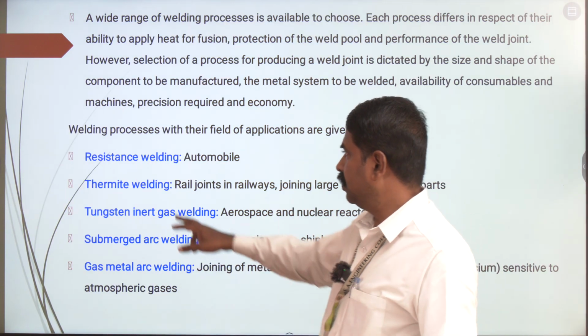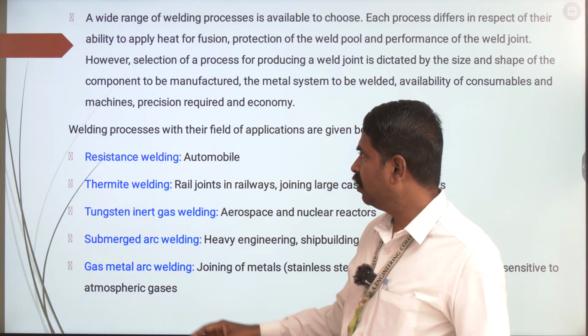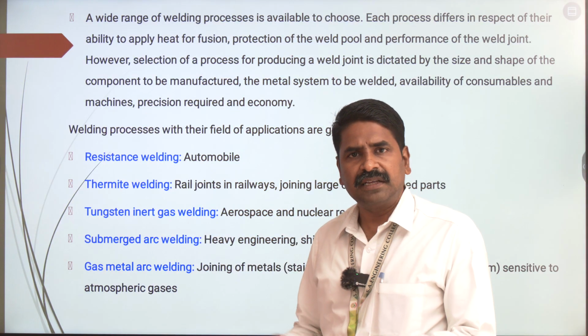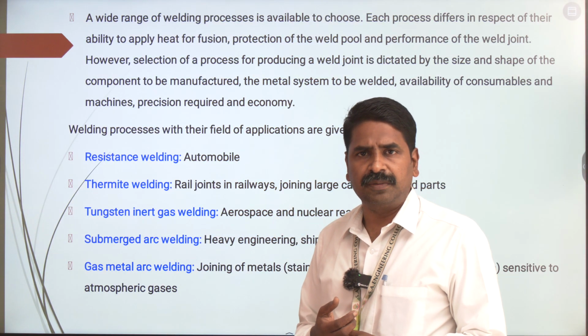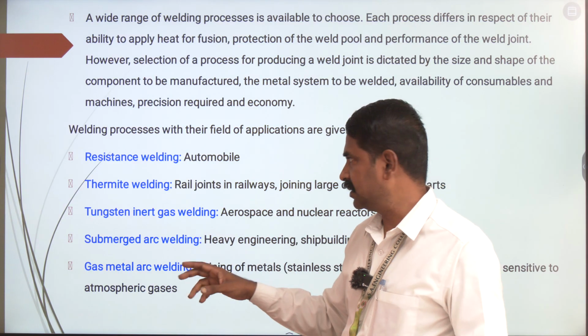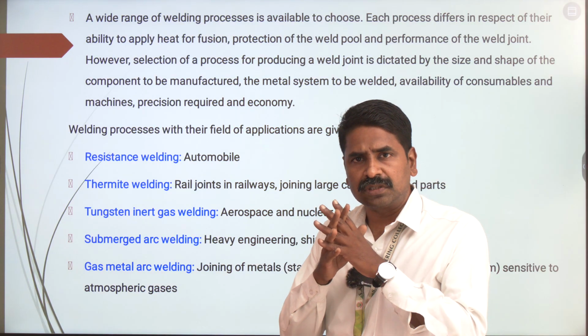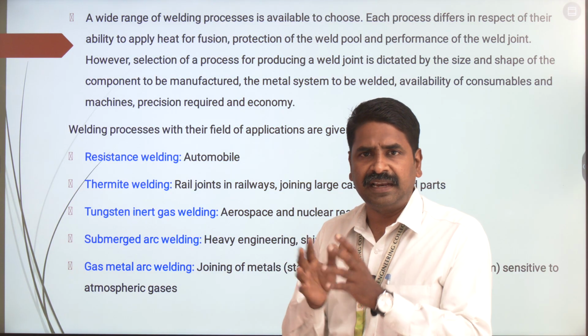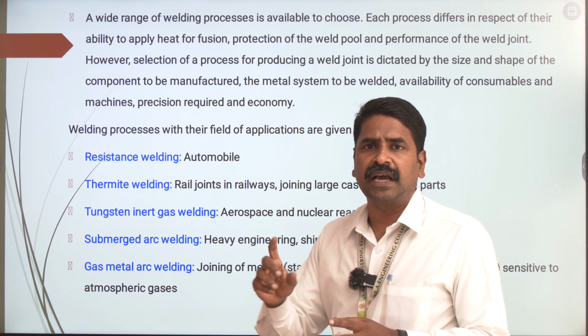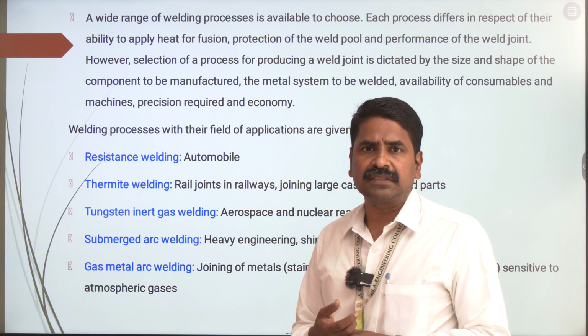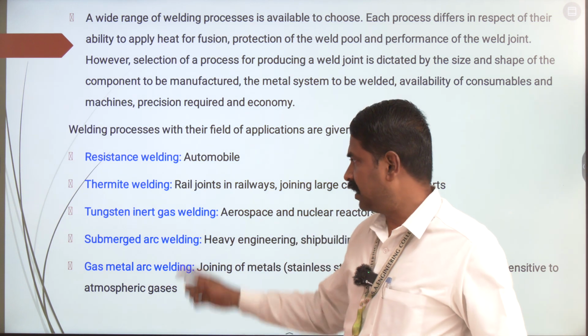With this background, you are going to see about this. So you are going to have resistance welding, as we have seen in the previous question paper. It is going to be used for fabricating automobile components. Then comes your thermite welding. This thermite welding is most commonly used for joining the railway lines. The railway tracks are going to have high cross section bars. They are going to be joined using this thermite welding.